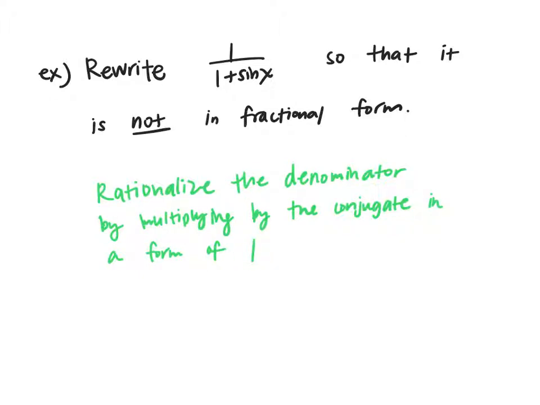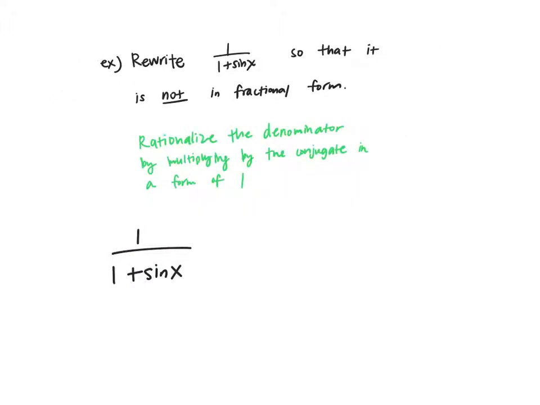So here's what I mean by this. If I have 1 plus sine of x in the denominator, the conjugate would be 1 minus sine of x. Remember, the conjugate is where the 2 terms stay the same, but just the middle sign changes. One's going to be plus, one's going to be minus. If you had a minus, you would have a plus. But I can't just randomly multiply by something, right? I can multiply it by a form of 1, so that I'm not changing the value of the original expression.